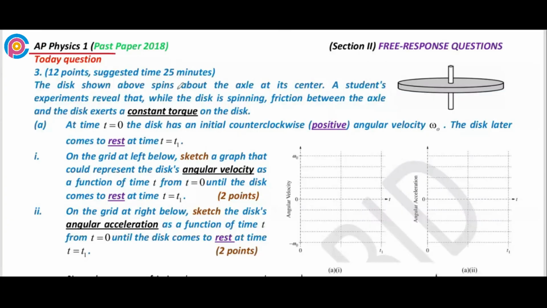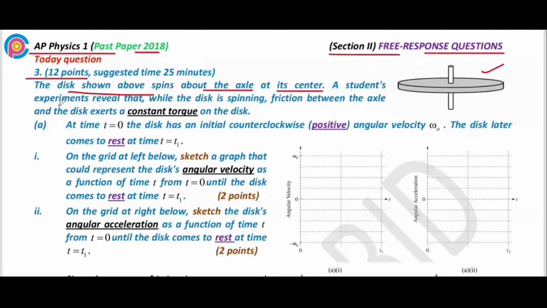Hi, we have the AP Physics 1 past paper 2018. We are discussing the section free response questions. In this part, we have question number 3, which carries 12 points. In this question, the disk shown above spins about the axle at its center, as shown in the figure.